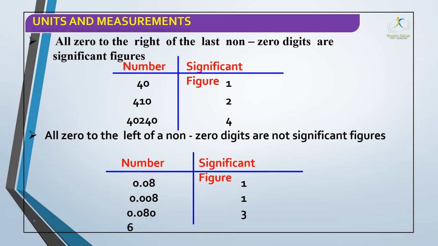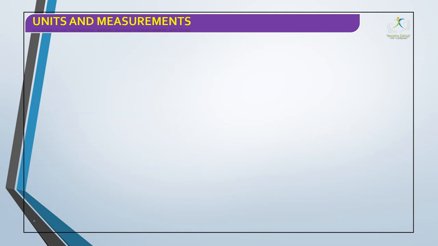पहले आएगा, again not counting. Last में आएगा, again not counting. If there will be a decimal, then if zeros are coming after it, that is counted.